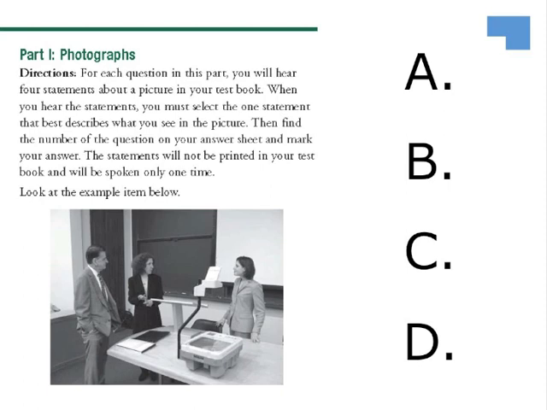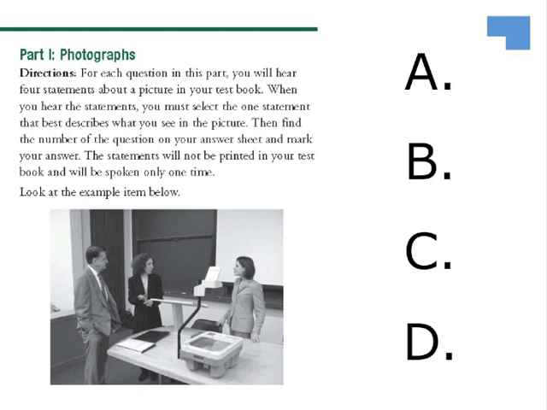So, now let's look at the TOEIC download information that's provided for us. And once again, you'll see the link to that in the information below. First off, let's take a look at how the particular question will be introduced to us on the test. You will notice that in the directions, it will describe the fact that there are four statements that you will hear about the picture in the book. When you hear the statements, you must select the one statement that best describes what you see in the picture. Then you need to find the number of the question on your answer sheet and mark your answer.